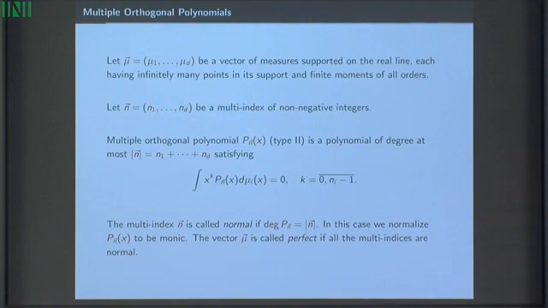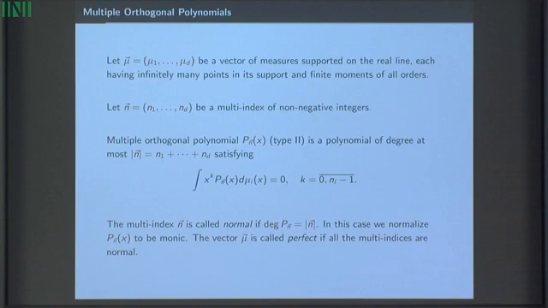Then the type 2 multiple orthogonal polynomial P_n(x), as Andrei mentioned, is simply a polynomial of degree at most |n|. I'm going to call this the length of n instead of saying L1 norm, where I simply add up all the components of the multi-index n. It is orthogonal to all powers of x ranging from 0 to n_i minus 1 with respect to the ith measure. So if you have only one measure, you require a full set of degrees of orthogonality going from 0 to n minus 1. However, if you talk about d measures, you split the degrees of orthogonality between those d measures.